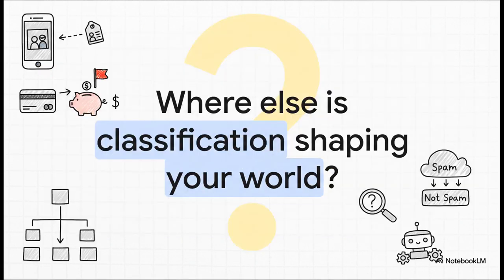So the next time your phone automatically sorts your photos into folders or your bank sends you a fraud alert, you'll know what's happening under the hood. It isn't magic. It's just a logical, step-by-step process of sorting the world one question at a time. And now that you can see the pattern, the real question is, where else do you see it shaping your world?